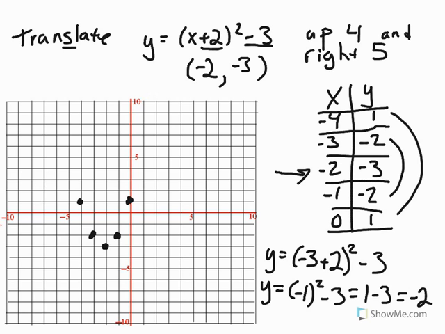And once I have all of those points graphed, I can go ahead and draw my parabola passing through all of those points. I have to make sure that I put arrows on the ends of my parabola, and I should also have arrows on the ends of my axes, as well as have them labeled x and y.